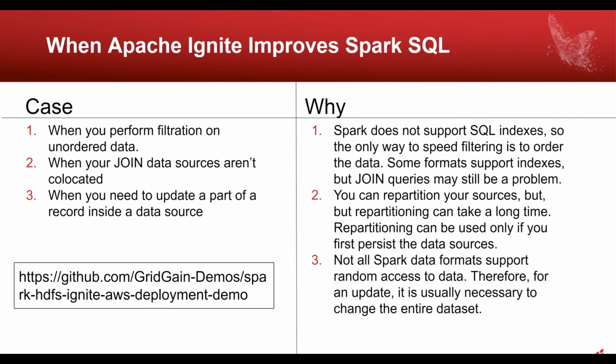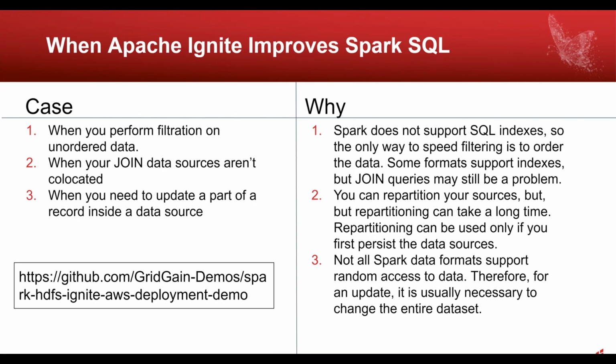And the last one, when Apache Ignite can improve your Spark SQL, is when you need to update a particular record inside your data source. Not all data formats in Spark support random access to data. And because Apache Ignite has indexes, it can be easily done in Apache Ignite. So in case you need to update only one entry, you can just use the indexes for it. You should not scan all the data source to find this entry.